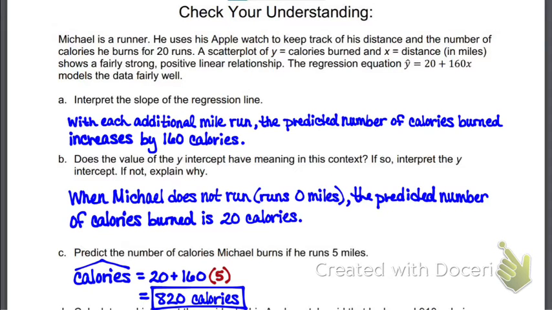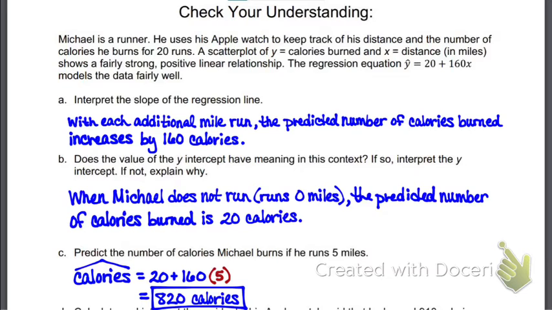So interpreting the slope, with each additional mile run, the predicted number of calories burned increased by 160 calories. If your sentence isn't in the same order as mine, that's fine, but you need to have all of those important key features. Needs to say it's a predicted number of calories. Needs to say that it's increasing by 160 calories. You do need units with the slope. And you do need to have language in there that indicates it's each additional or every extra or a per or for each. And then you need to have your X in context there.